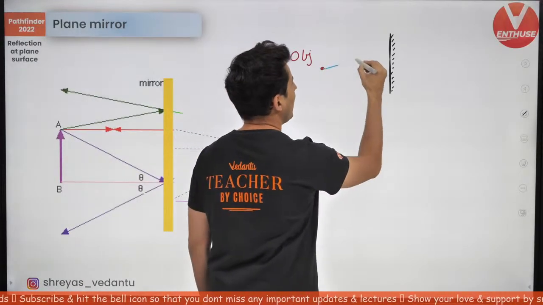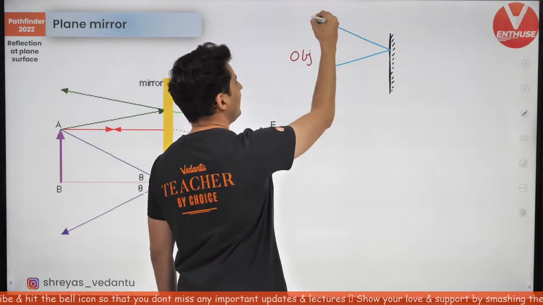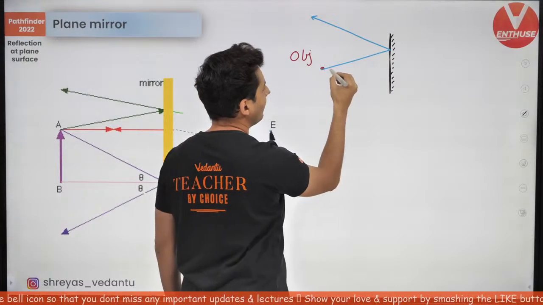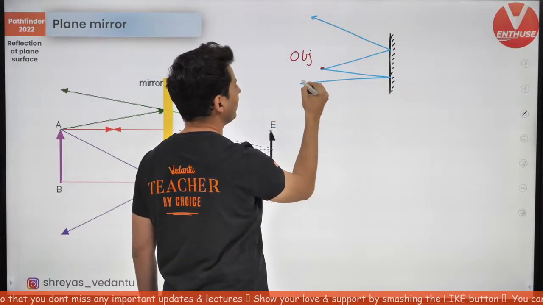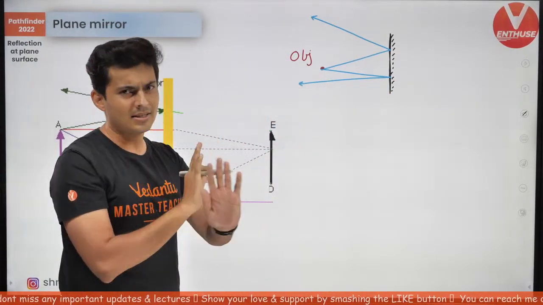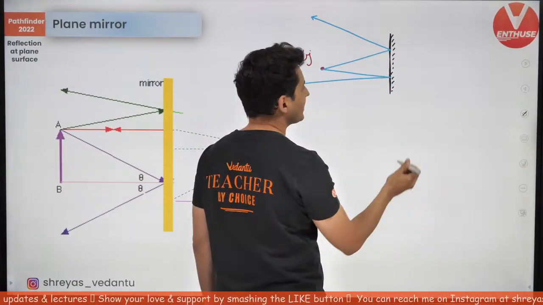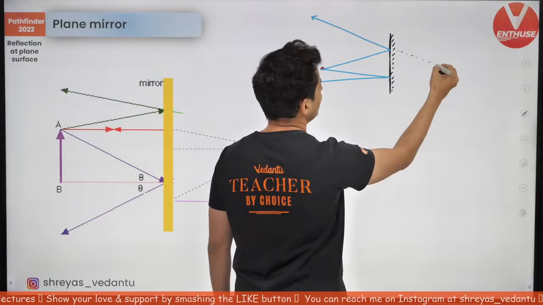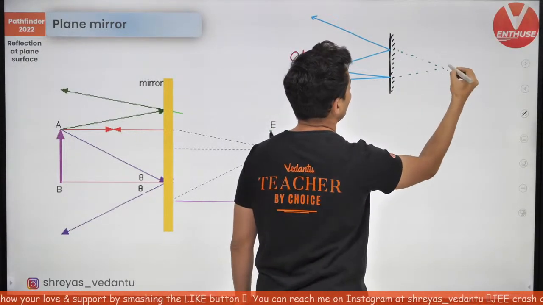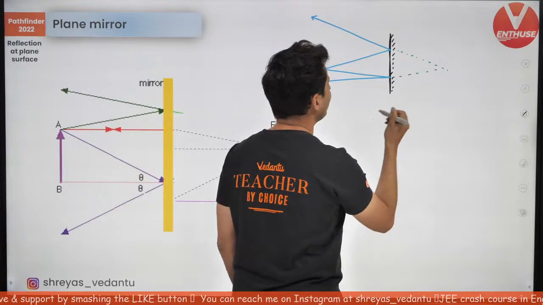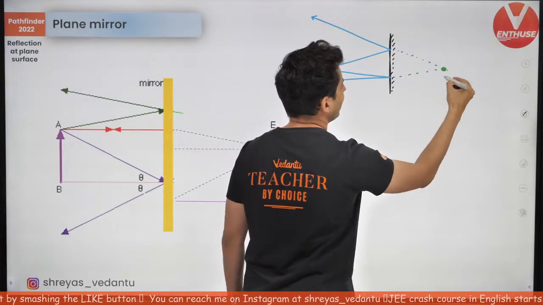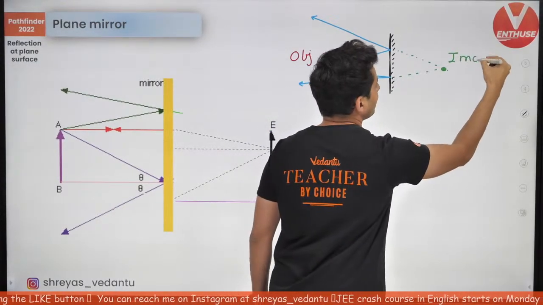For example, I draw a ray like this, it will reflect like that. I can draw maybe one more ray like this, it will reflect back like that. So these are two rays which are sufficient enough for me to locate the image. All I need to do is extend them backwards, because that's the only way they will meet, somewhere over here, and I will see this is where the image will be formed.